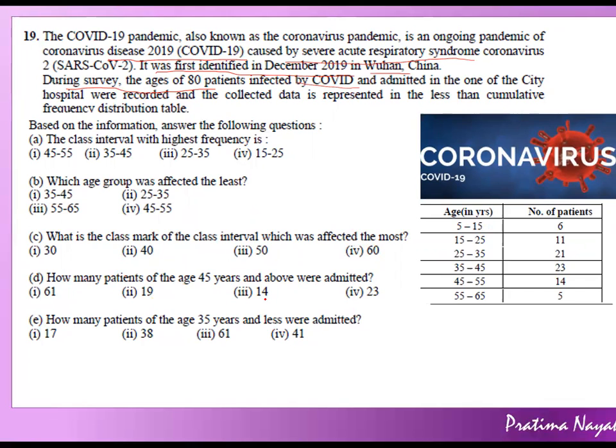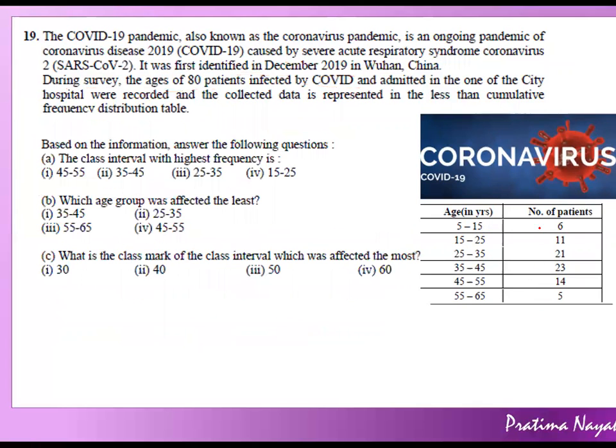61, 19, 14, 23. How many patients of the age group 35 years and less are admitted? So you have to see the table very minutely. These are the class intervals: 5 to 15, number of patients 6; 15 to 25, 11; 25 to 35, 21; 35 to 45, 23; 45 to 55, 14; 55 to 65, 5.